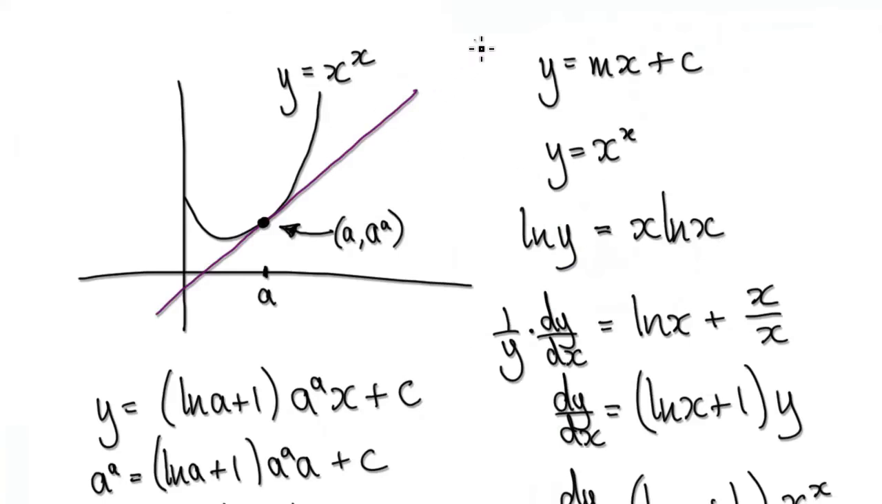If you want to find the equation of this tangent line, well, this is a straight line, so any straight line would be of the form y equals mx plus c. We need to know the gradient. If you want to know the gradient of this, you would differentiate it.